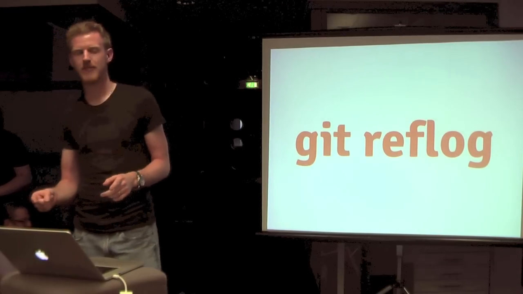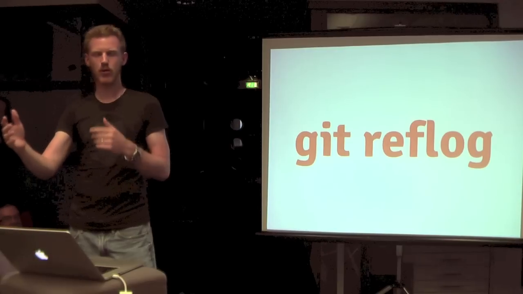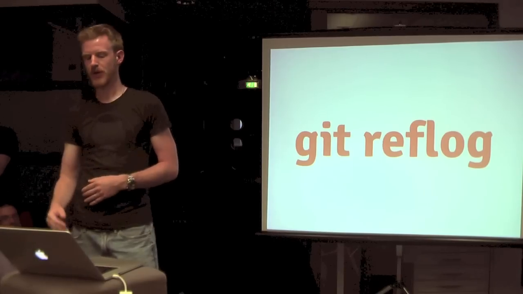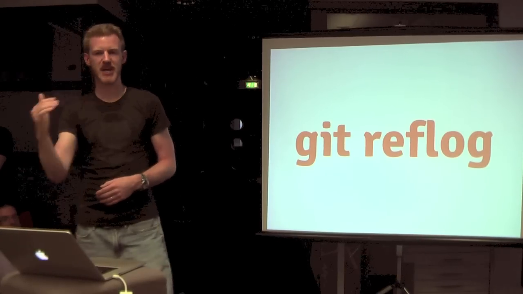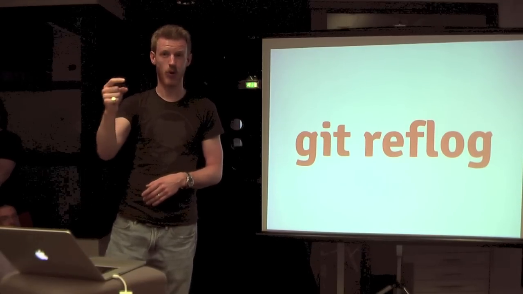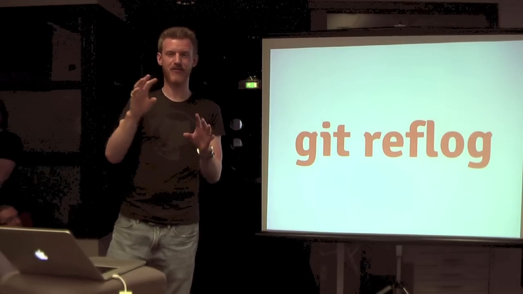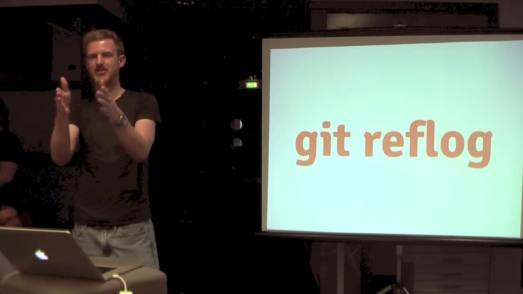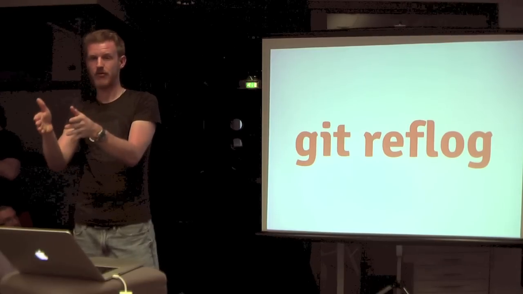I presume pretty much everyone's familiar with git log, which will list all the commits on the current branch you're on. What git reflog effectively does is the same thing, but for all the changes you make to the head pointer. So a little bit confusing there. I'm not going to go into too much detail about what the head pointer is, but it's basically the current state of your Git repository.